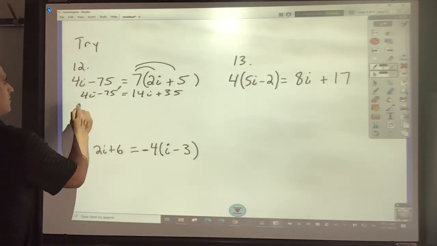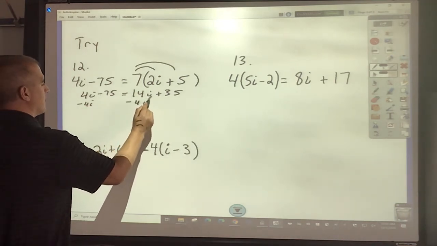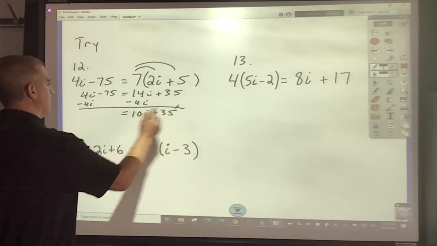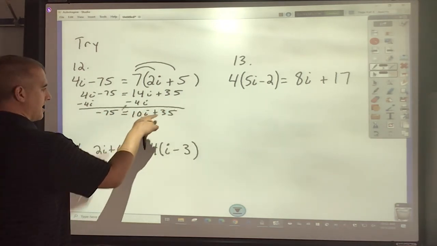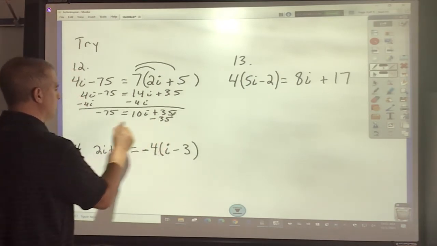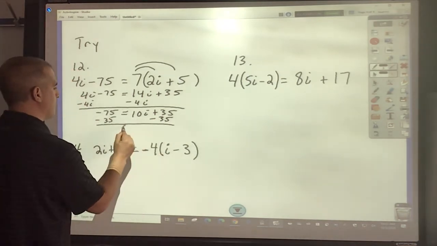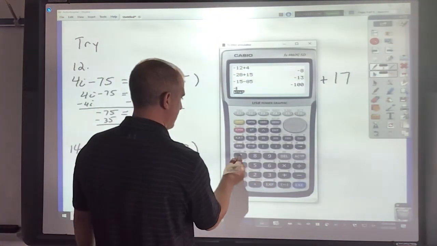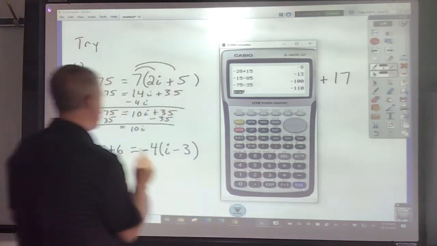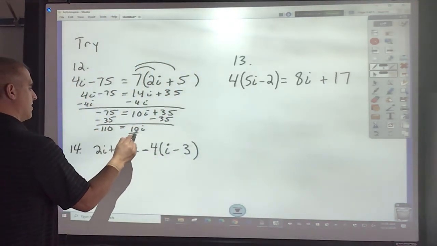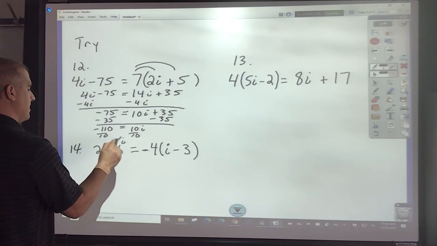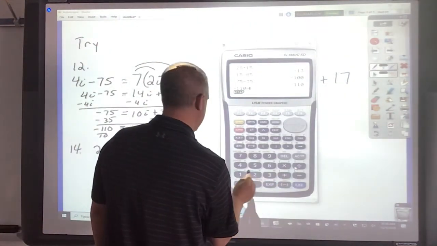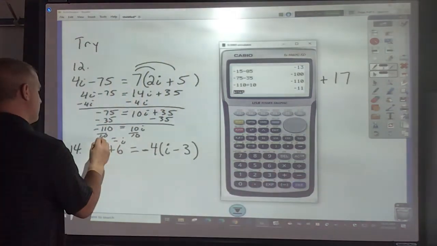I would subtract the 4i. Move the i's first. So that'd be 10i plus 35 equals negative 75. I got to get rid of one of these two, so I got to get rid of this one first. Remember, always opposite. Negative 75 minus 35 is negative 110. Divided by 10, I got i equals negative 110 divided by 10, which is negative 11.